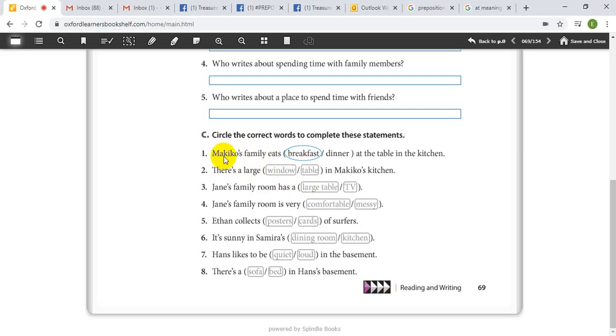So this is about Makiko, so you are definitely going to look in that paragraph for the correct answer. Again, here there is a large dash in Makiko's kitchen, so you have to find out the answer from the conversation or the opinion that Makiko shared. Okay, so similarly you're going to follow the rest and look for correct answers. So 3 minutes, and then I will show you the correct answers.